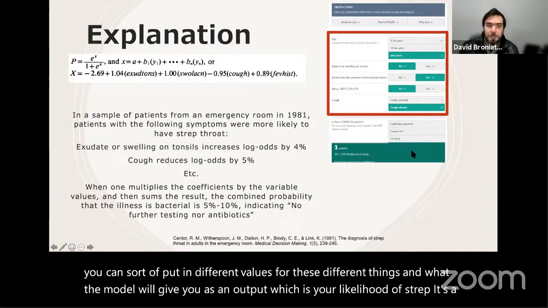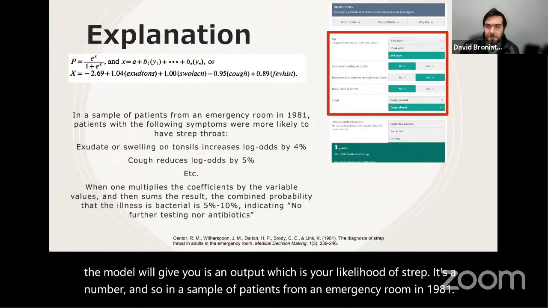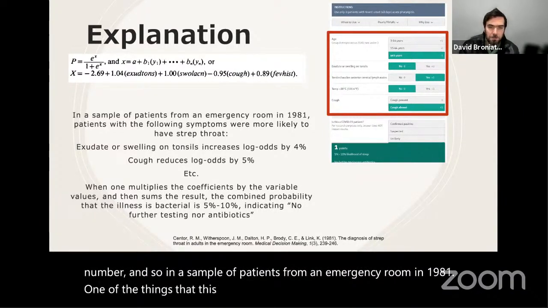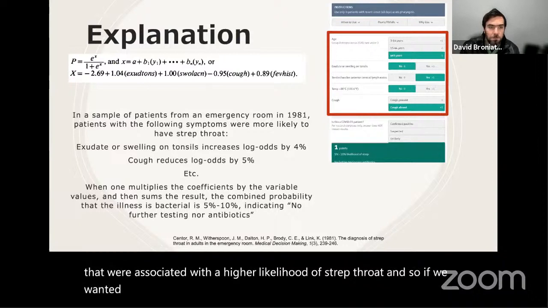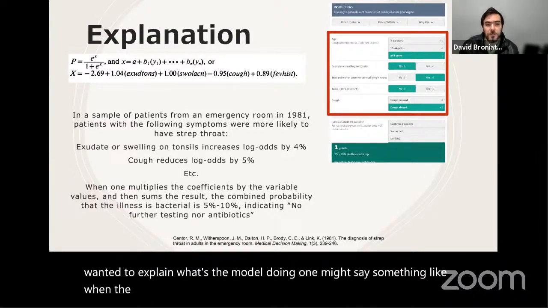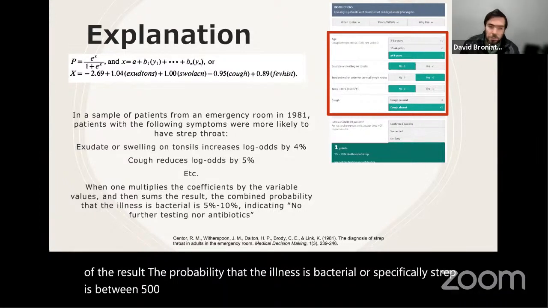And so in a sample of patients from an emergency room in 1981, one of the things that this paper found was that these were the features that were associated with a higher likelihood of strep throat. And so if we wanted to explain what the model is doing, one might say something like, when the model multiplies the coefficients by the variables and then sums the result, the probability that the illness is bacterial, or specifically strep, is between 5 and 10%, which indicates, you know what, that probably doesn't require antibiotics.